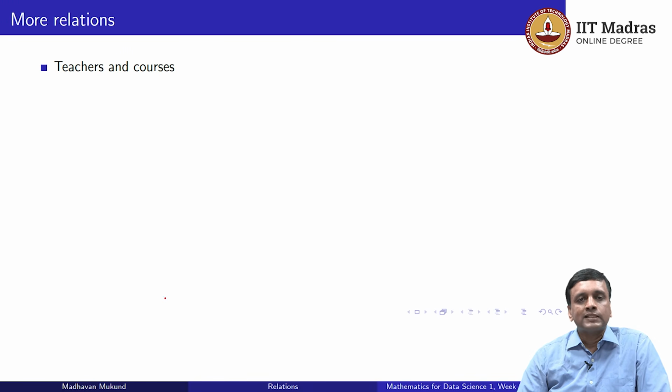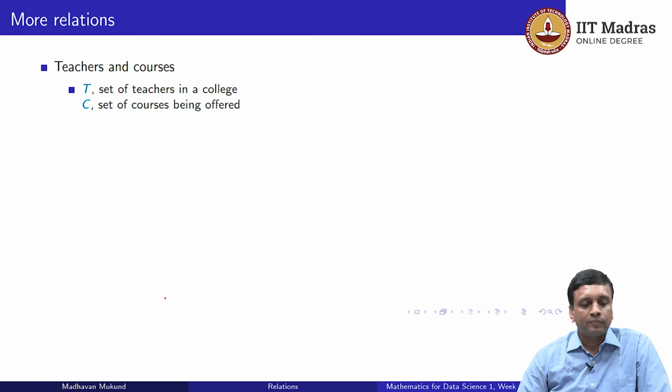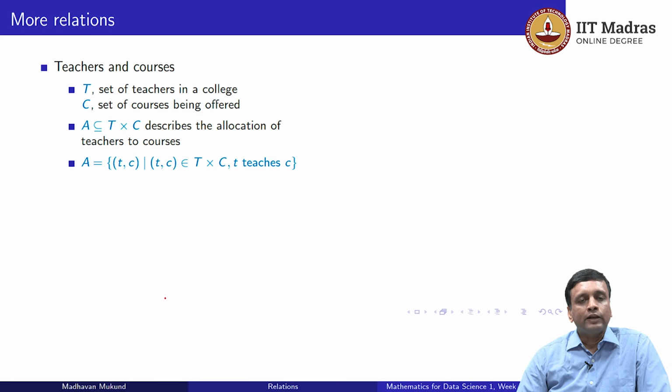So let's look at some other examples of relations outside the numbers. So supposing you have a school in which there are some teachers and some courses to be taught. So T is the set of teachers, C is the set of courses that are being offered in this term, then you need to describe which teachers are teaching which courses. So we would have an allocation relation A, which is a subset of all possible pairs T cross C.